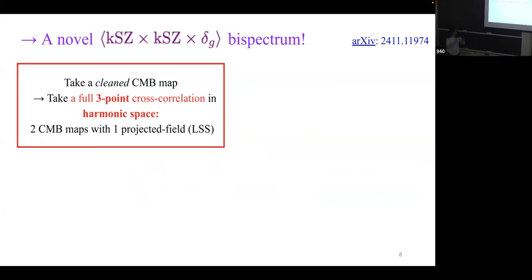Now, moving on to the estimator that we proposed in this work, we again work with projected fields of large-scale structure tracers. So again, it's applicable to all the large-scale structure tracers that I mentioned earlier. We specifically did forecasts for photometric galaxies. What you do in this is you again start with a clean CMB map, and you just take the full 3-point cross-correlation of 2 CMB fields and 1 projected density field in harmonic space.